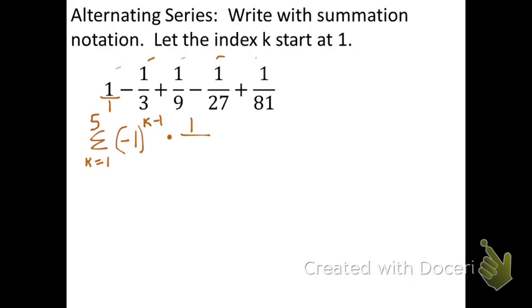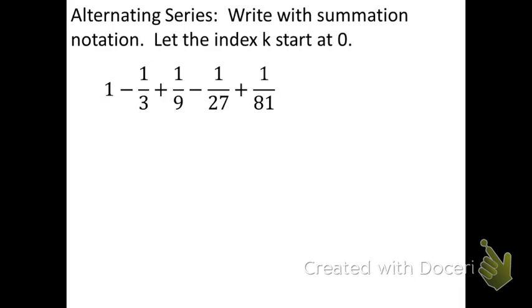And then what's happening in the denominator? In the denominator, we have 3, 9, 27, 81. So those are all 3 to some power. The first one, though, is 1. So how about if we put k minus 1 here also? Because we have 1 over 3 to the 0 is 1 over 1. And then the next term, 1 over 3 to the first, then we'd have 1 over 3 to the second, etc. So we have the -1 part, and then we have this part. So it's just like what we did with sequences, except now we're writing it in summation notation.